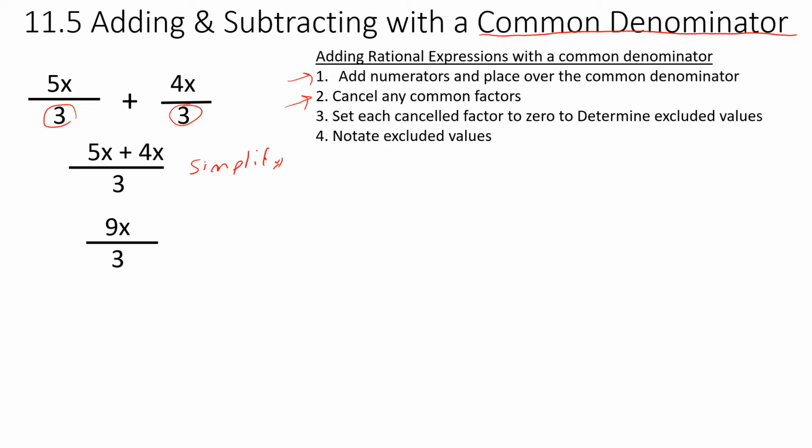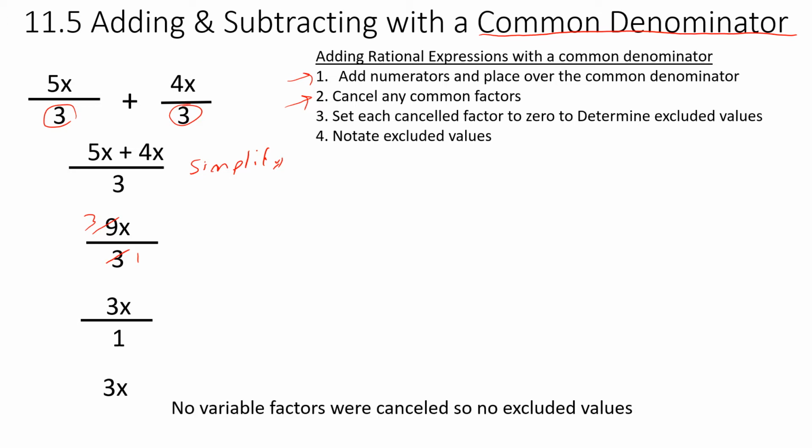Well, we know that 3 goes in this one time, 3 goes in this 3 times. Or that 9 divided by 3 is 3. So that's how they got the 3x. And then you're going to set each canceled factor to 0, determine the excluded values, and notate the excluded value. But in this case, we canceled out a 3, so there aren't any variable factors to cancel, so we don't have any excluded values. Now remember, anything over 1 is anything. So that was a very, very simple example. Let's do another one.